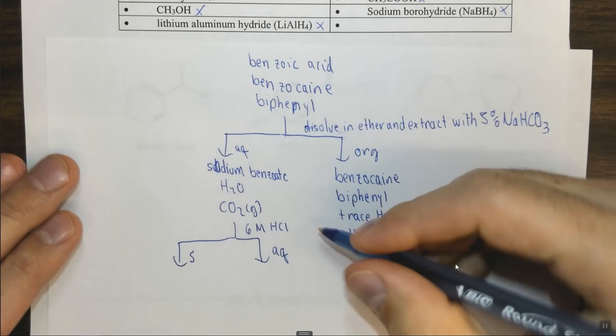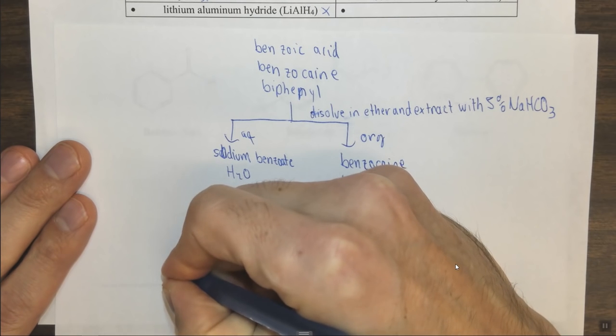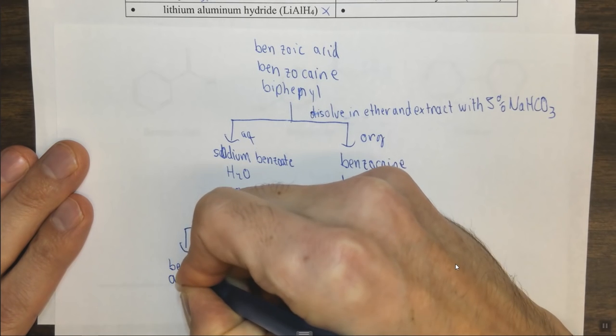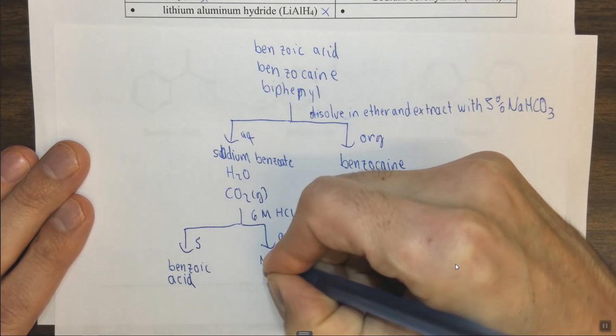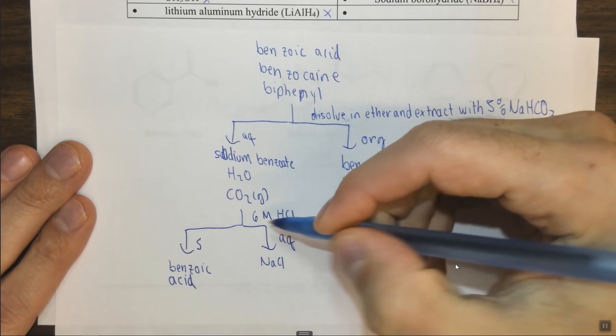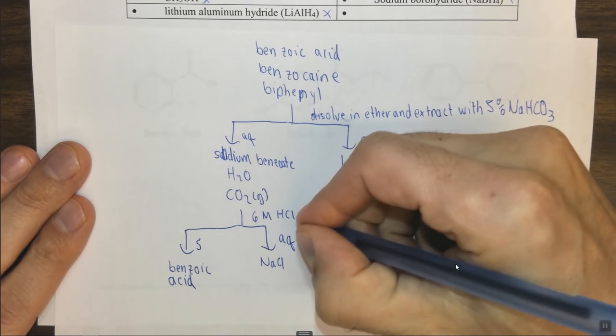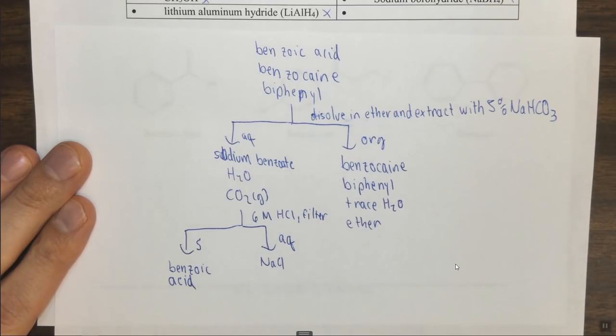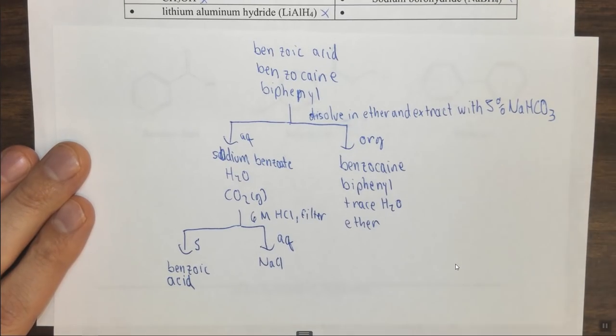So in this case, my solid is benzoic acid, and my aqueous is NaCl. I should also put that after I add the 6 molar NaCl, I'm going to have to filter out my solid product. Okay, because I do get a solid here.